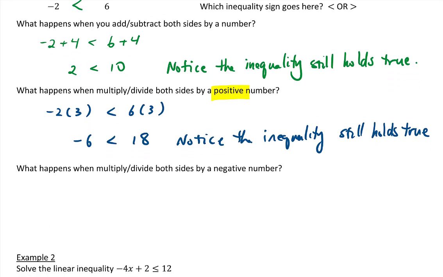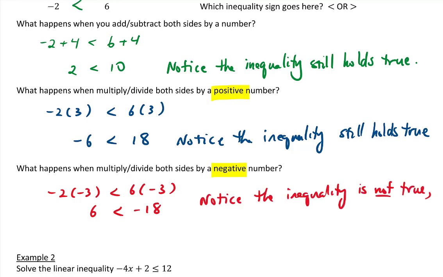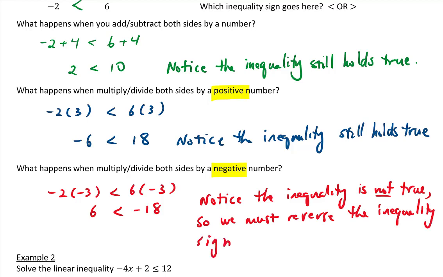Finally, let's look at what happens when you multiply or divide by a negative number. For this final one, let's say we multiply by -3. So we get -2 times -3 is less than 6 times -3, and we end up with 6 less than -18. Here's the case where we see the inequality is not true. So for this example, we must reverse the inequality sign. And therefore, we should end up with 6 is greater than -18.